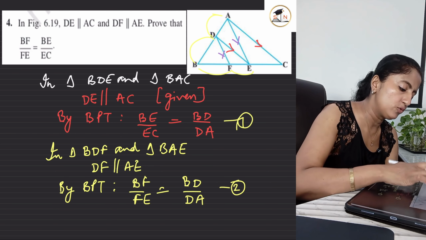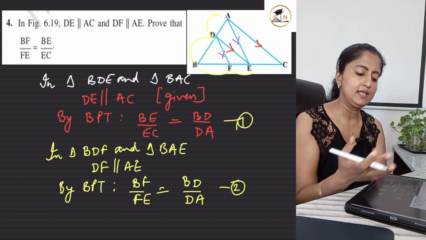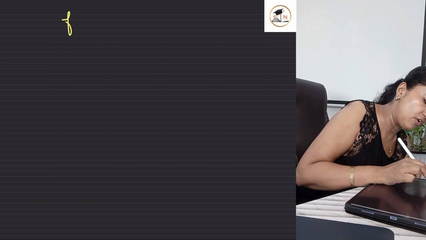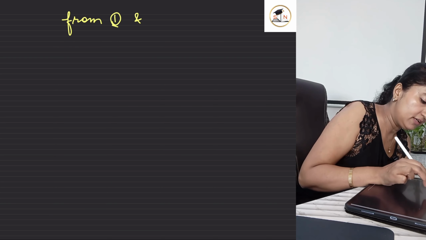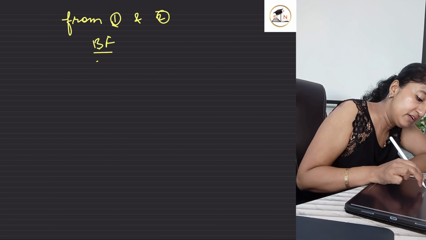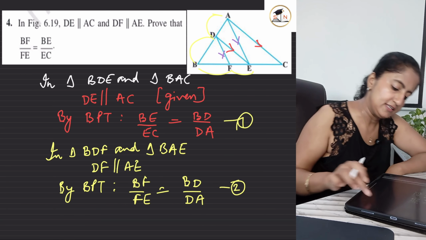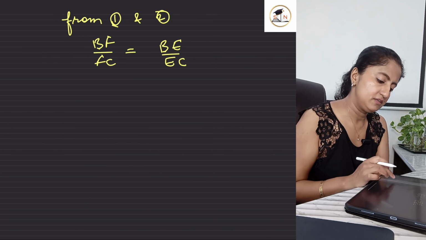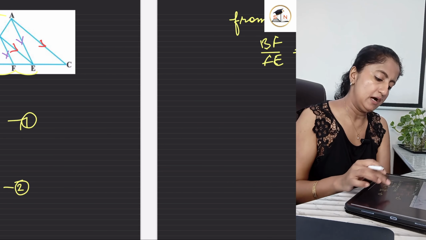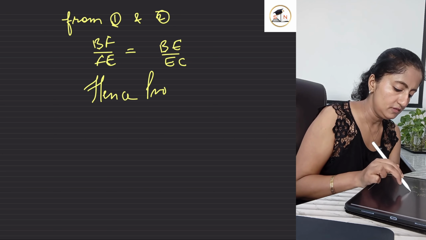And if you see over here, what do we have? BD over DA is present in both, right? So we get the remaining ratios being equal. So we'll just conclude our answer now. From 1 and 2, what do we get? We are getting that BF upon FE equals BE upon EC, right? This is what we get. Hence, proved.